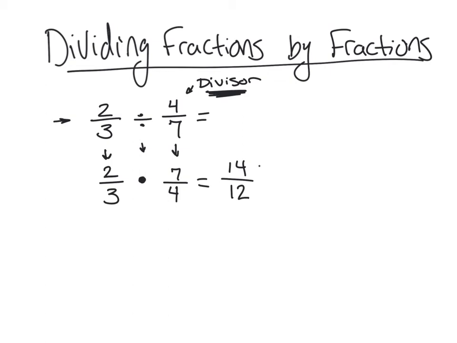14 and 12 can be simplified. They can both be divided by 2. We'll get 7/6. And that is a fraction greater than 1 because 7 is greater than 6. The numerator is greater than the denominator. So we can change this into a mixed number. 6 goes into 7 once, and 1/6 is left over.